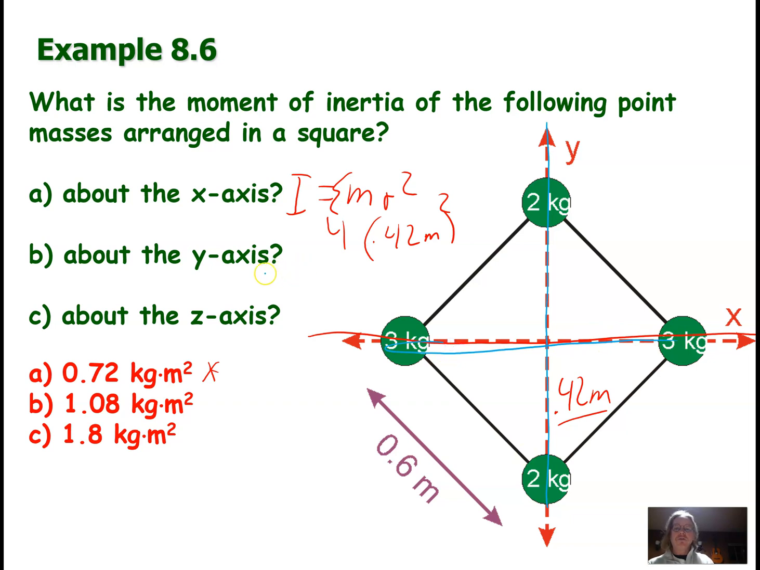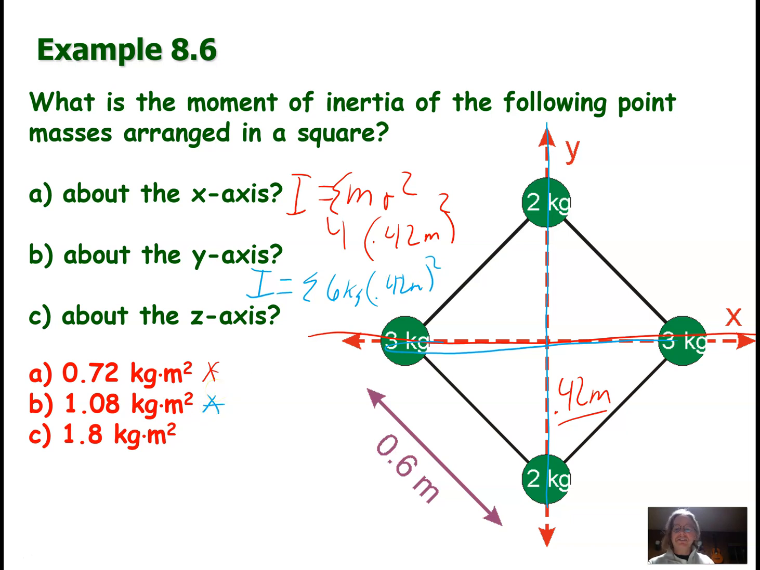So now the total moment of inertia about the y-axis, I'm summing up all the masses. What's 3? Since they're the same distance away, I don't have to do them separately, I can just add them together. That's 6 kilograms. And once again, they're all at the same distance from the point of rotation on the y-axis here, the 0.42 away. So times 0.42 meters, and I square that. That's going to be that answer, 1.08.